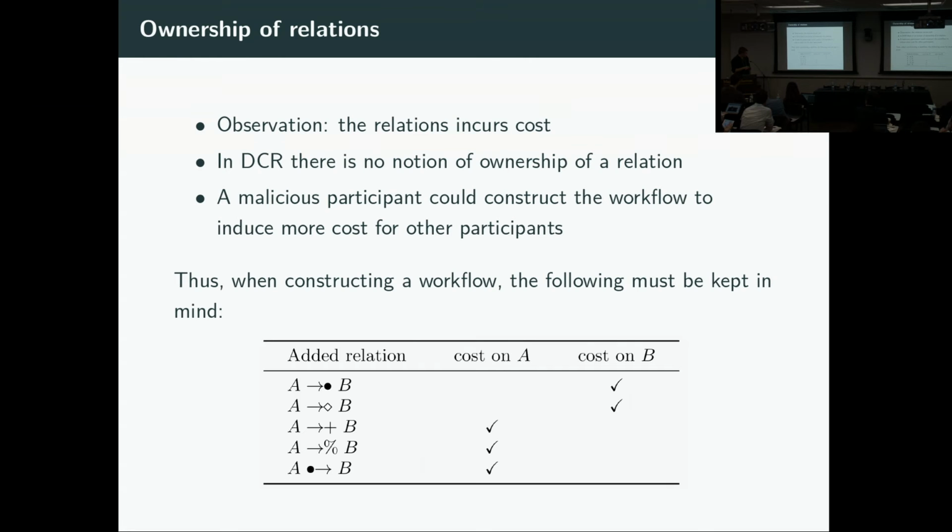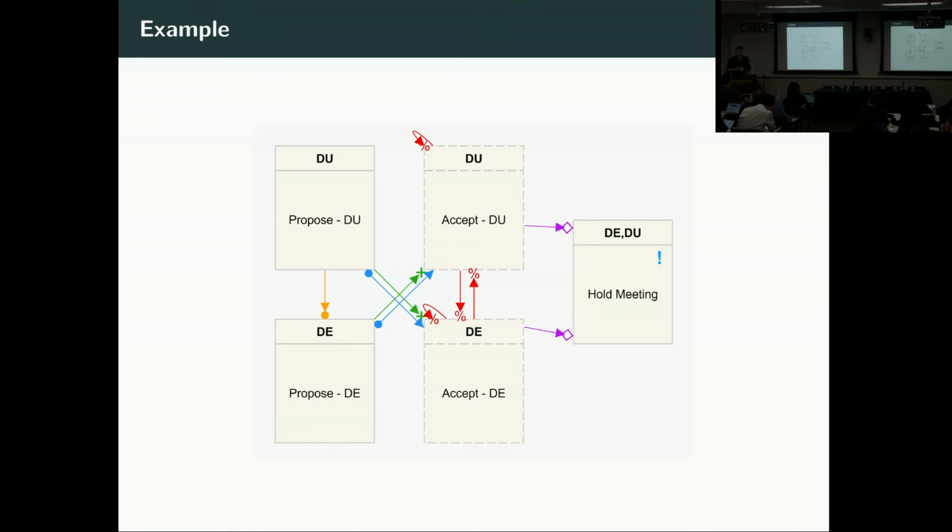So this is the point we came up with. The constraining relations, the condition and the milestone, induce cost on the constrained event, while the affecting relations induce cost on the origin event. I'm running out of time, so I'm going a bit quickly here. But what you'll notice is that if we take this ownership into account on the original workflow, this event here is the only event that has three relations associated with it. We have this constraining relation and these two affecting relations.